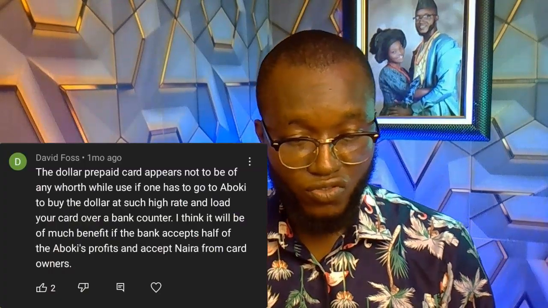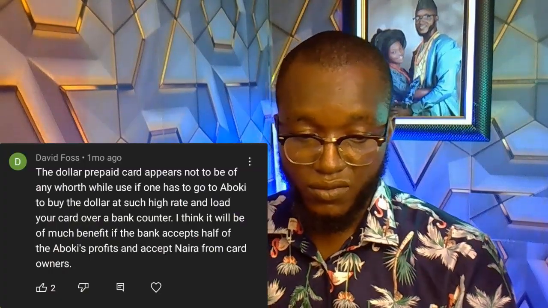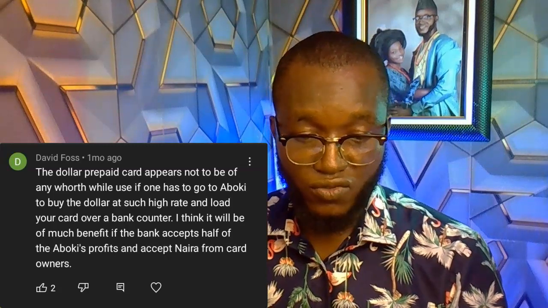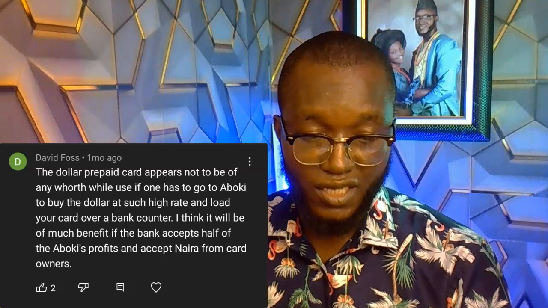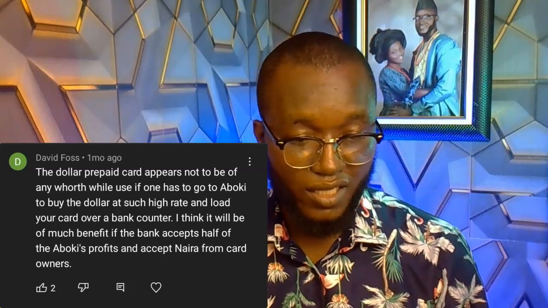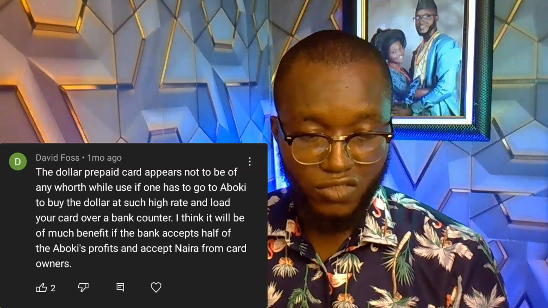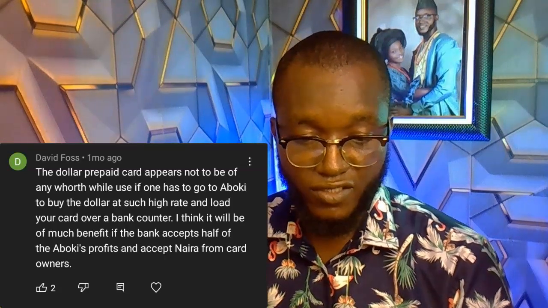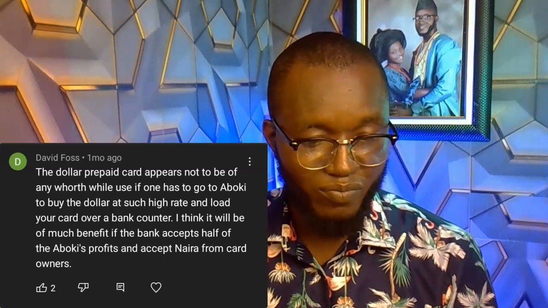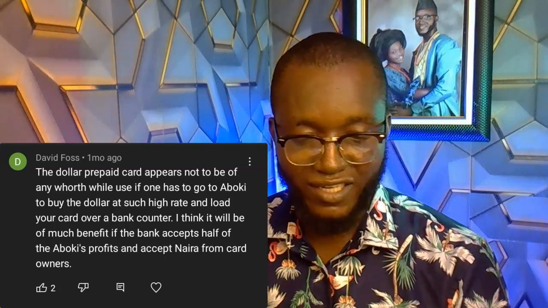All right. The prepaid dollar card appears not to be any worthy. Why use it if one has to go to the bank to buy dollars at such high rates and load it to the card over the bank counter? I think it would be much more beneficial if the bank accepts half of the Aboki profits and accepts Naira from the card owner.